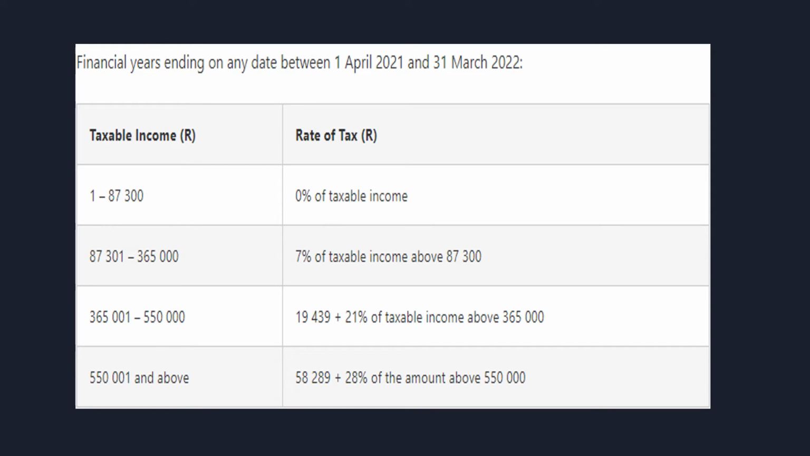So what you will do is that you take your taxable income and you see where it applies on this tax table. So for example, if you have a taxable income of 50,000, that will apply on the first row, which will mean that your 50,000 taxable income will be taxed at a rate of 0%.